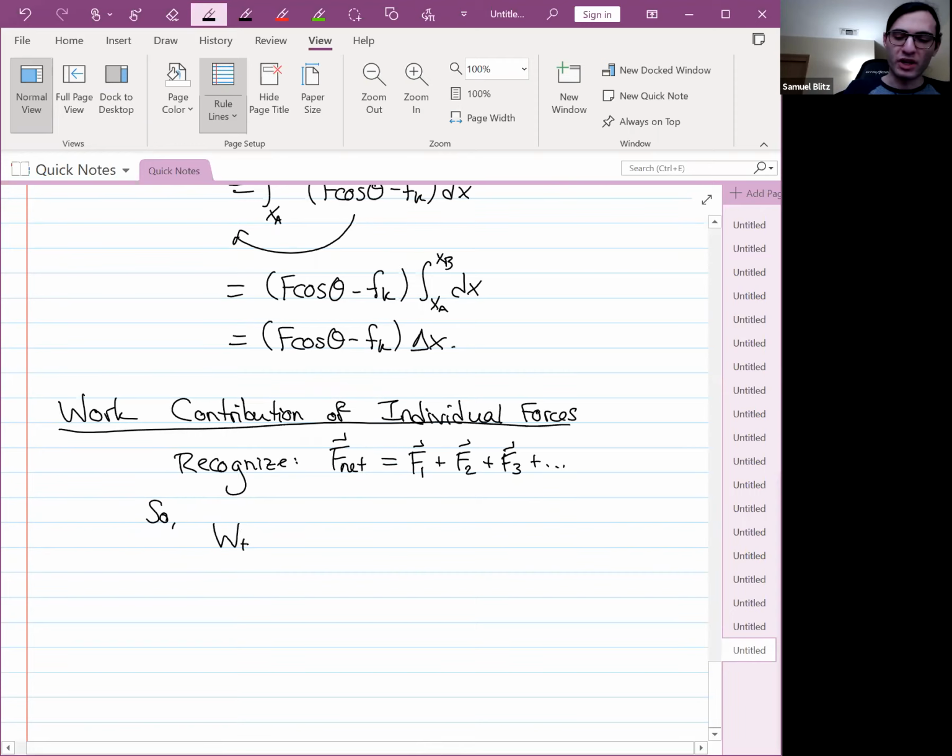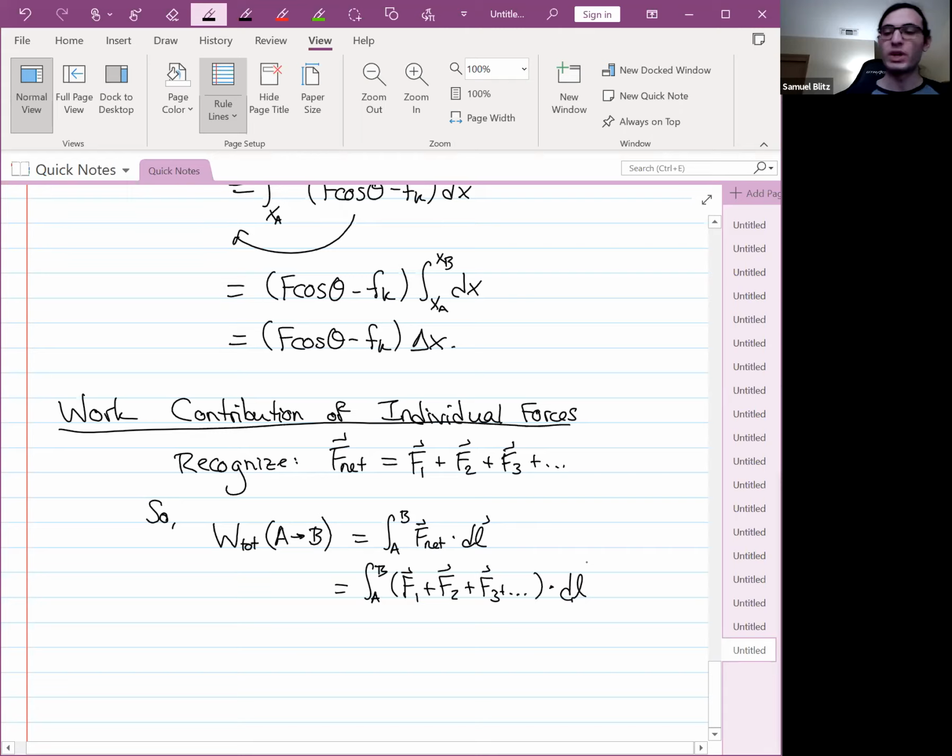I'm going to abbreviate, or subscript, this total: the total work from A to B is an integral from a to b of F_net dot dl, but we can break down what F_net is. It's F1 plus F2 plus F3 plus so on, dot dl. We can distribute the dot product and break up the integral: an integral from A to B of F1 dot dl, plus an integral from a to b of F2 dot dl. I'm not actually going to do the third one, but you can see where I'm going with this.